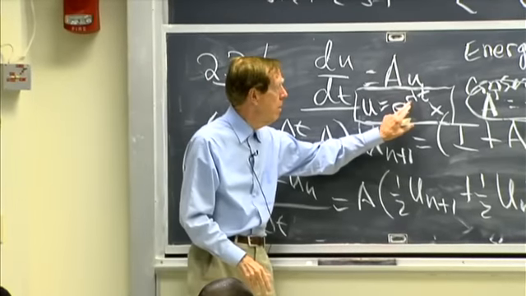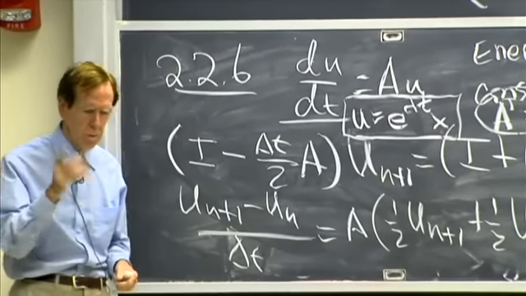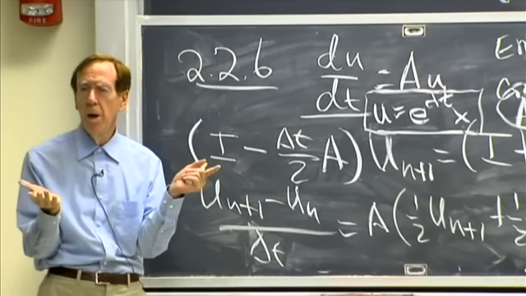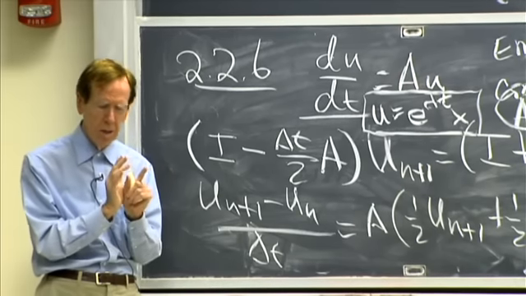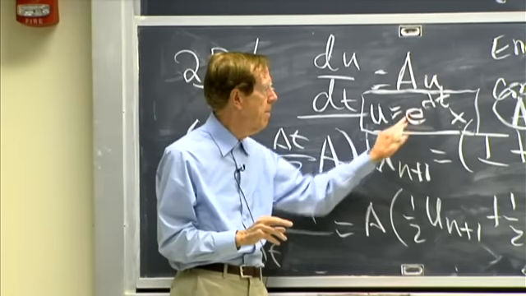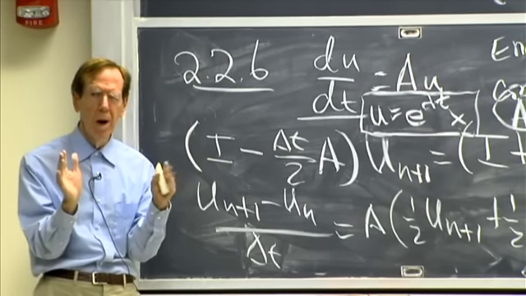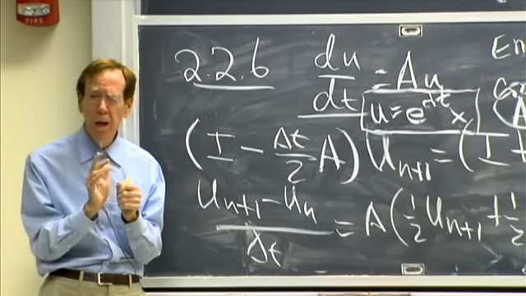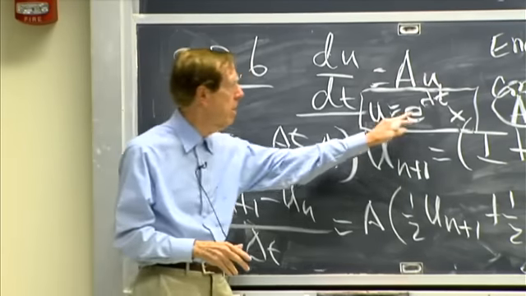Now, when will this have magnitude 1? Time is running along. This is e to the lambda t. So which lambdas? 0, certainly. But now there's more. You've got to know the others. What other lambdas give me this thing staying on the unit circle, absolute value 1? Key question you must know. Lambda could be imaginary.